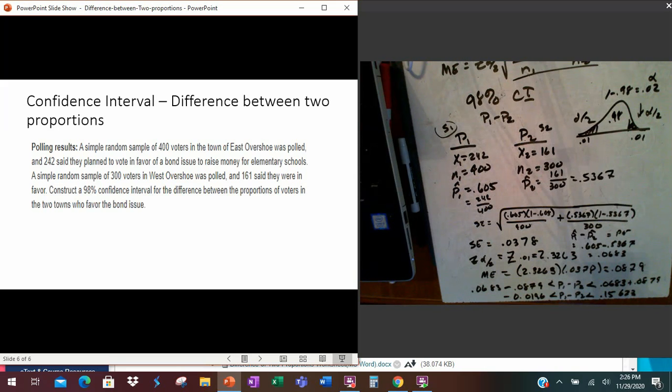So we can say with 98% confidence that the true population proportion difference lies between negative 0.0196 and 0.15623, with the possibility being that, since 0 is in between here, there is no difference between these two polling results.